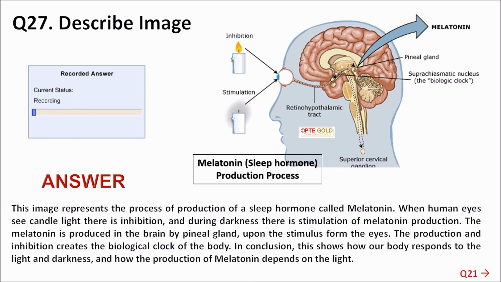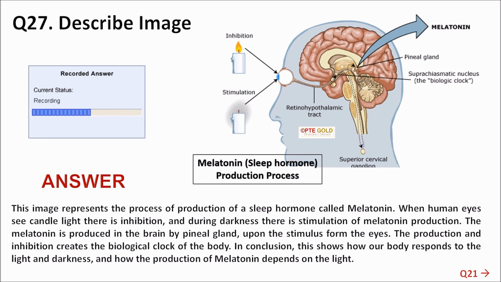This image represents the process of production of a sleep hormone called melatonin. When human eyes see candlelight there is inhibition, and during darkness there is stimulation of melatonin production. The melatonin is produced in the brain by the pineal gland, upon the stimulus from the eyes.